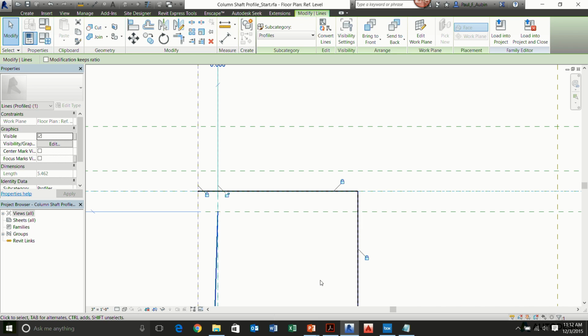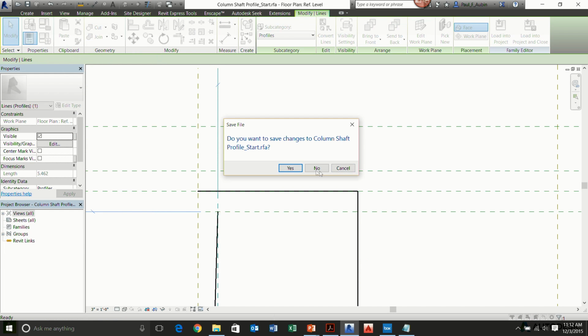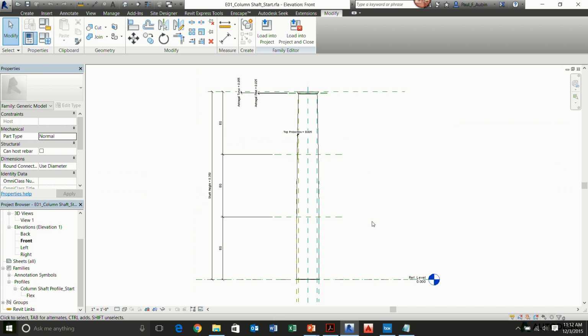So, you've seen me do a lot of aligning and locking, and you're going to see me do some more. So I'm going to stop there. There is a completed file of that, and you know, it's a column shaft, right? It looks kind of like this.